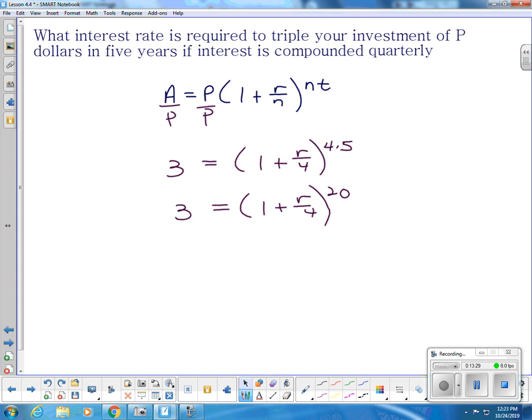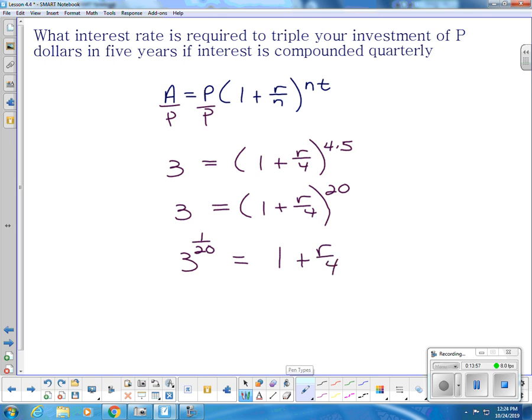How do I get rid of the 20th power on one side? We don't have to do logs here because the power is not our variable. How do I get rid of a power? If it was a square, I would take a square root, right? I can take the 20th root, or easier just to raise it to the 1 over 20th power. That gets rid of my power.